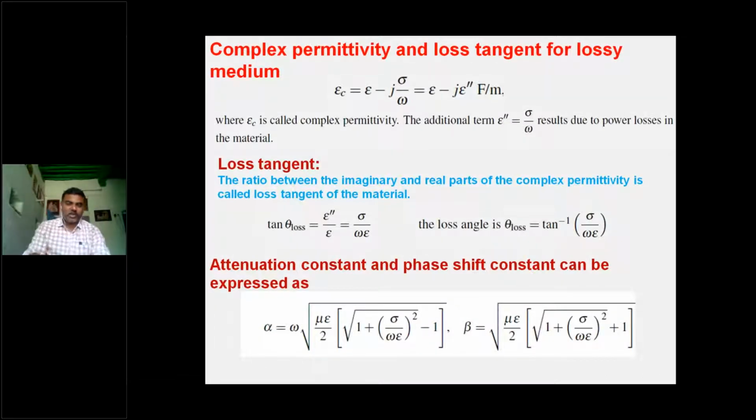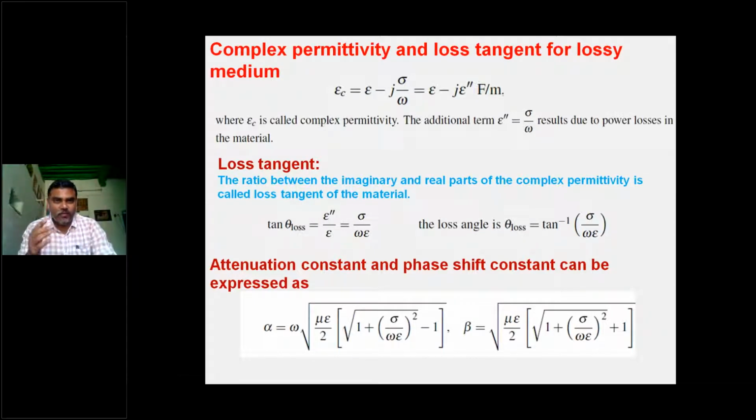And here the permittivity also can be represented as a complex quantity. Once you represent that permittivity as a complex quantity, as usual, the real part is the same as the normal permittivity. And in addition, there is an additional term, sigma by omega, which represents the power losses in the material. So for the conducting media, we say the permittivity has some power losses. To include that, we have to take the imaginary part term sigma by omega.